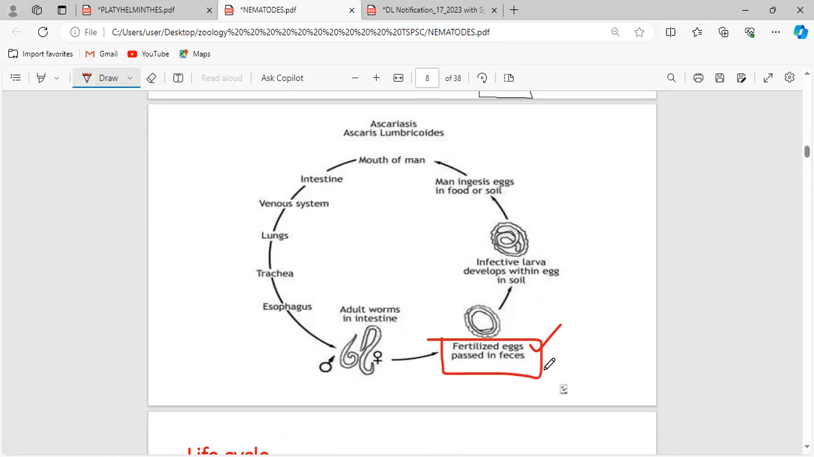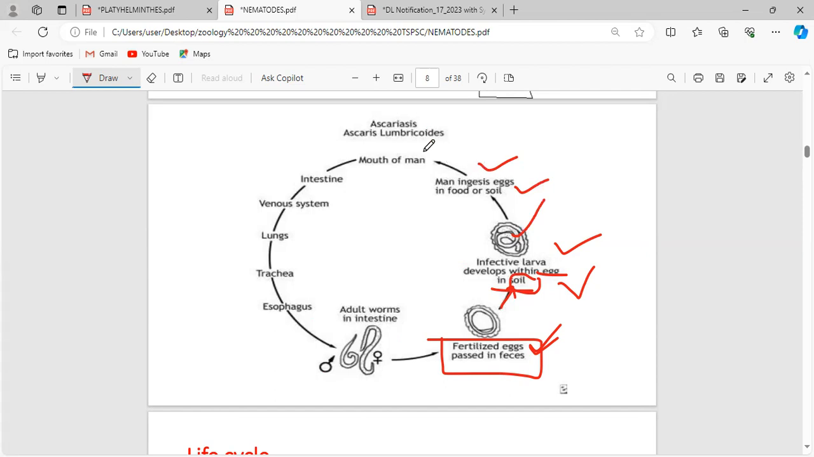The eggs in the fecal matter will hatch into the larval stages within the egg in the soil. The larval stages will develop when they are in the soil itself, and from the soil, the man will ingest these eggs in the food or the soil.